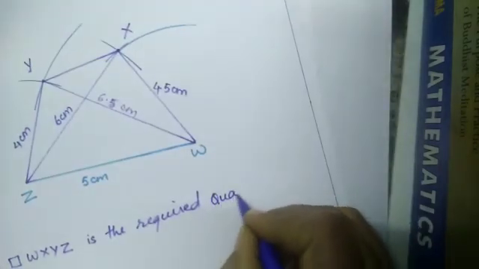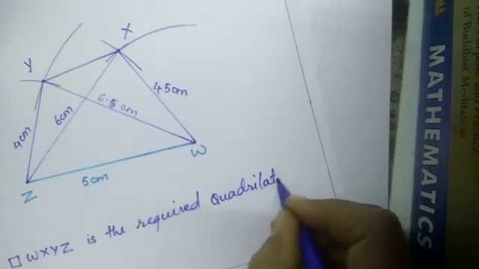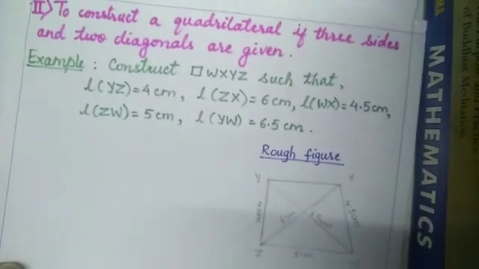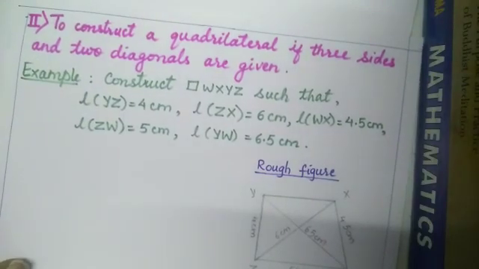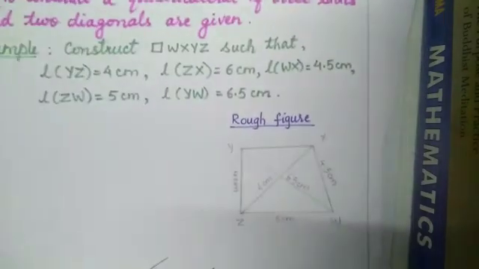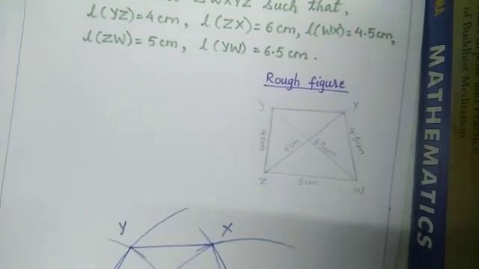Understood children? In this way, first of all, you have to draw the rough figure, then only you can understand. Okay? So construction 2 is over. So keep in mind and try to do this construction. Okay? And in the next part we will see the next constructions.